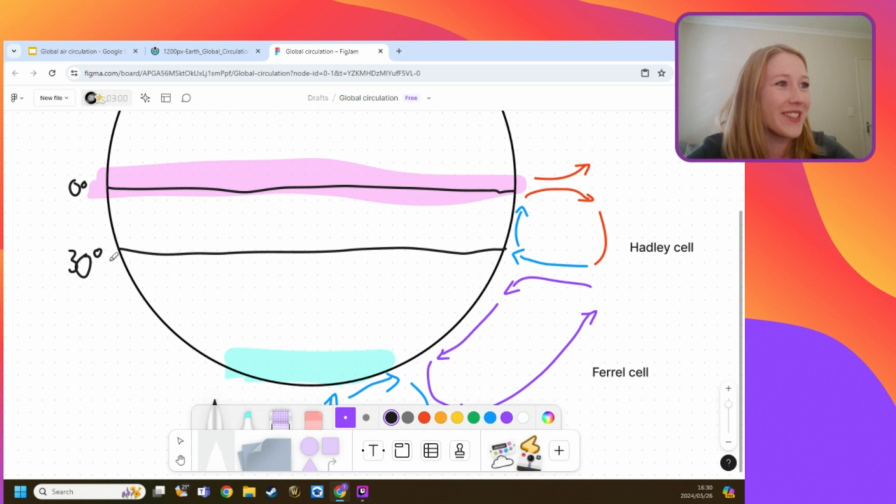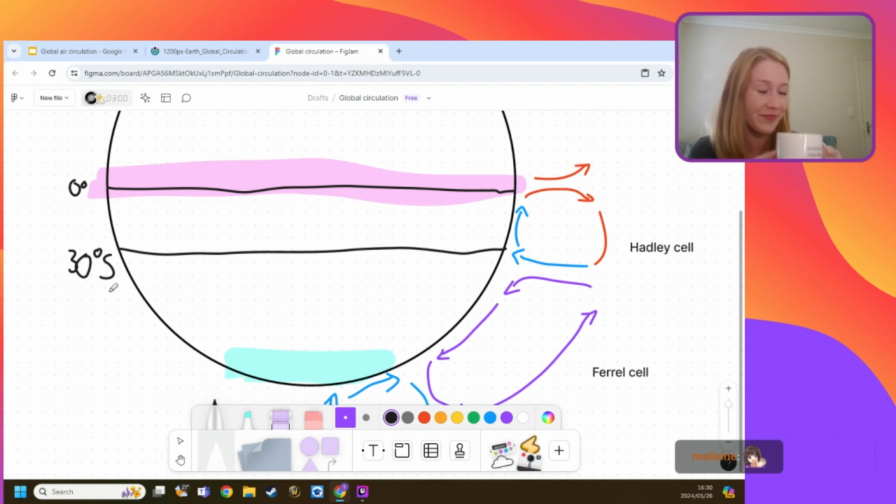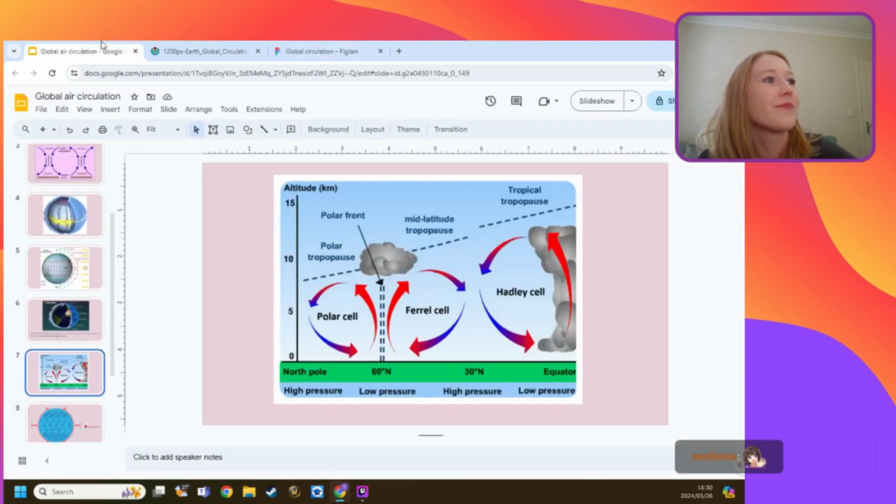30 degrees south. Hello, welcome back. This is why I'm typing the labels. My handwriting on a little trackpad is terrible. Okay, great. So we have the sinking air at 30 degrees south. Then we have the next section of rising air at around 60 degrees latitude. So 60 degrees north and 60 degrees south.